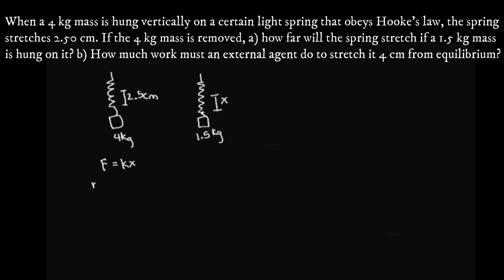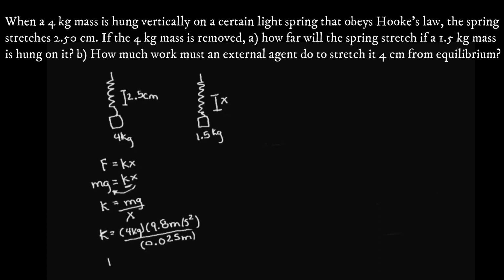So m times g, which is the weight, equals spring constant k times x, the displacement. Let's rearrange this equation to find k, and k equals 4 kilograms times 9.8 meters per second squared over the displacement in meters, which is 0.025 meters. K constant is then 1568 newtons per meter.